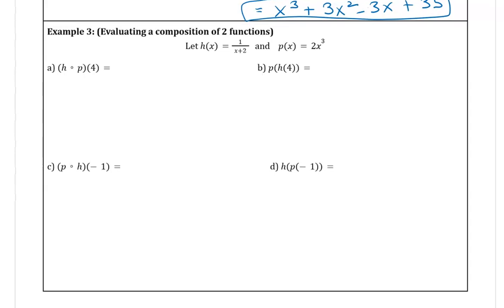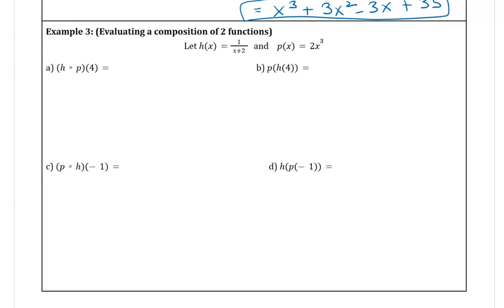Okay, so then the last example on the second page of your notes is when we evaluate. And this time we're evaluating a composition of functions. So I have two different equations here. I've got an h of x equation and a p of x equation. And then I have all these different things that I'm supposed to do with those equations. So I'll start with A, which again, has that open dot. And that means I'm going to compose two functions together. So p of 4 is going to get plugged into h. But let me show you the order.